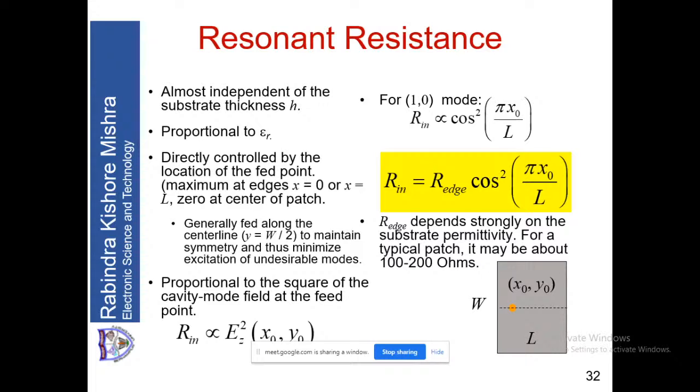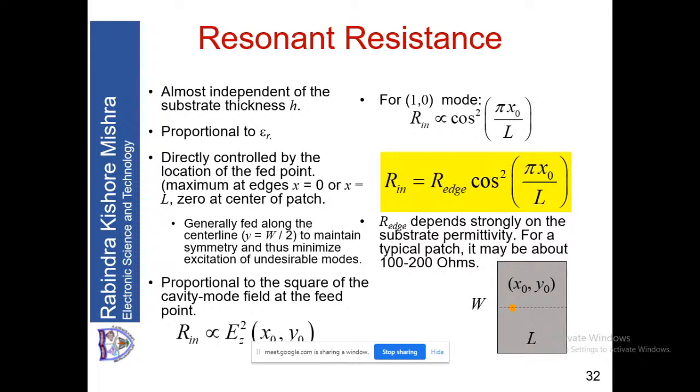So this is about the resonant resistance. What is resonant resistance? The resistance that it offers at the resonant frequency. So beyond the resonant frequency, this resistance will be different. It will not follow this rule. But exactly at the resonant frequency, this is the rule. Beyond the resonant frequency, the resistance or input impedance is a frequency dependent term.